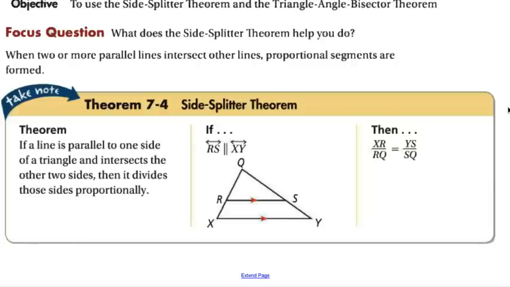So here we go. Theorem 7.4, the side splitter theorem, says this. If we have two lines, RS and XY, and they are parallel to each other, then the sides that they split are proportional. So over here on the right-hand side, if we set up a proportion, the distance from X to R and R to Q is in the same ratio as the distance from Y to S and S to Q.